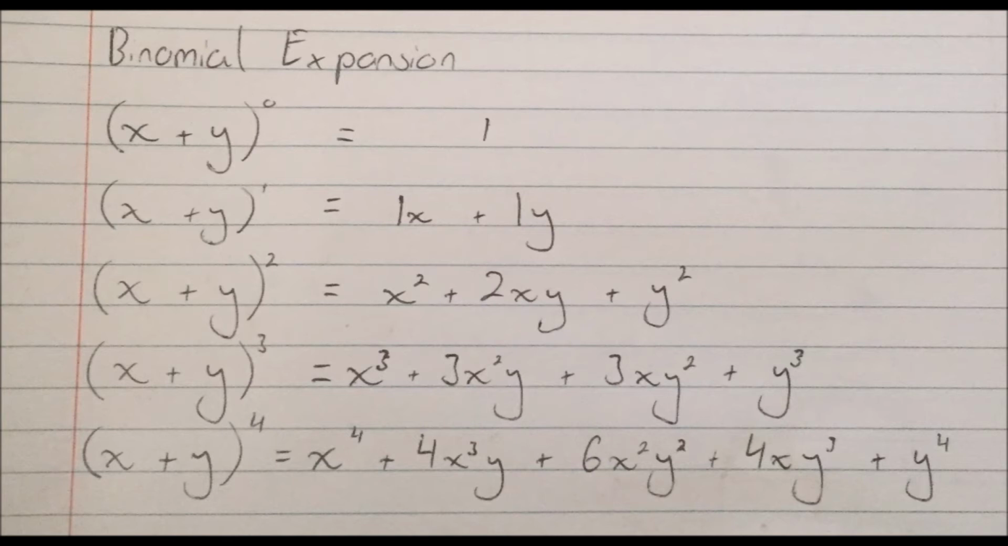For the power 2, we have coefficients 1, 2, and 1. For the power 3, we have coefficients 1, 3, 3, and 1. And for the power 4, we can see the coefficients are the same as the fourth row.